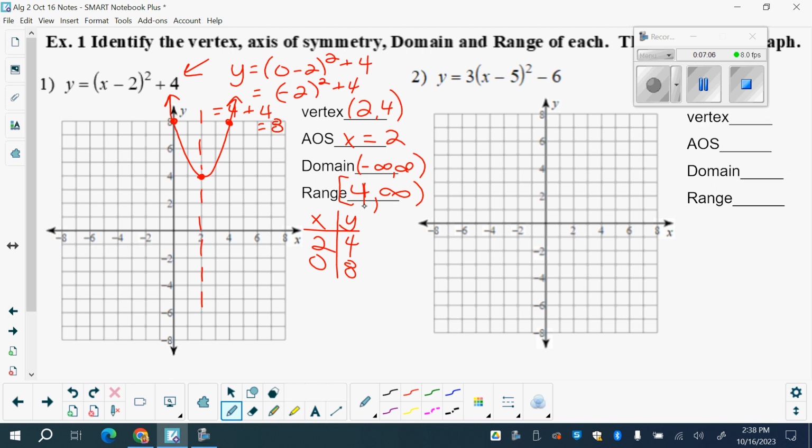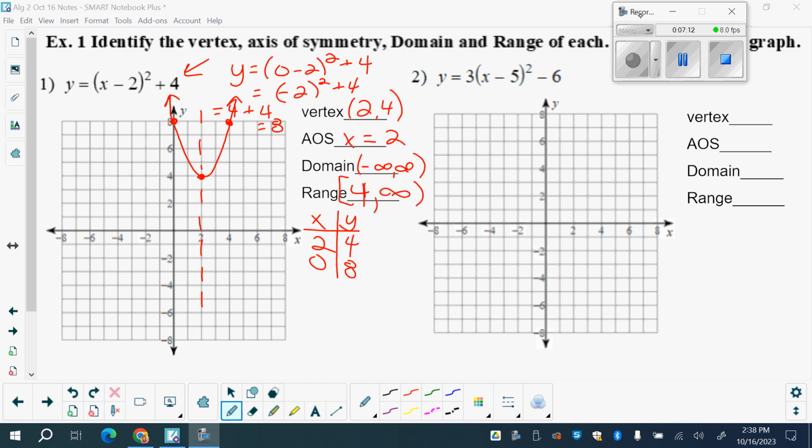Okay, so number 2. What's our vertex on number 2? Positive 5, negative 6. So take the opposite of what's inside the parentheses, and the y value is the negative 6. So we graph that point, 5, negative 6.